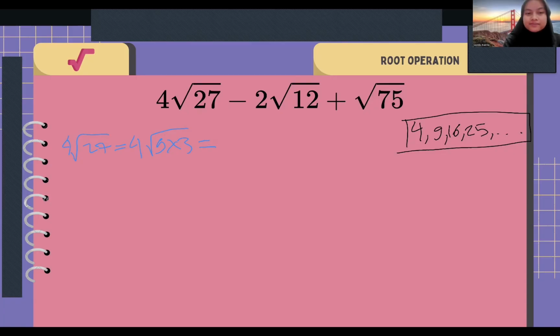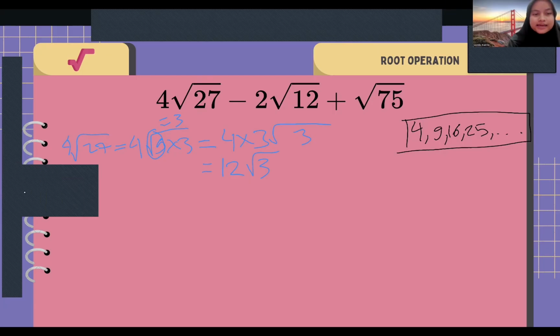Square root of 9 is 3. We multiply the escapee, that is 3, by the number that is already outside, that is 4. So 4 times 3 times the square root of 3 equals 12 times the square root of 3, because 4 times 3 equals 12. So 4 times the square root of 27 simplifies to 12 times the square root of 3.